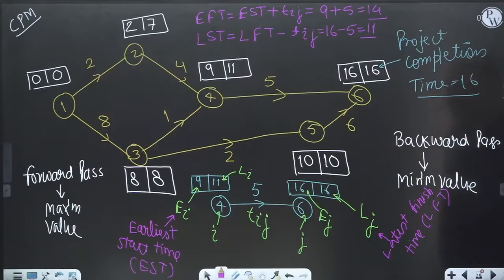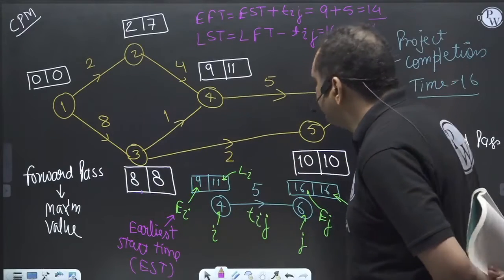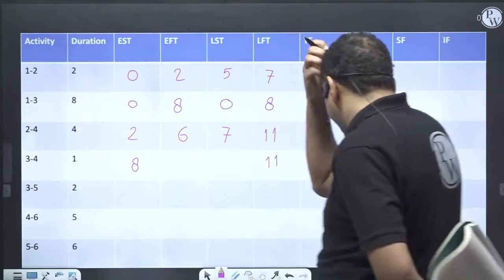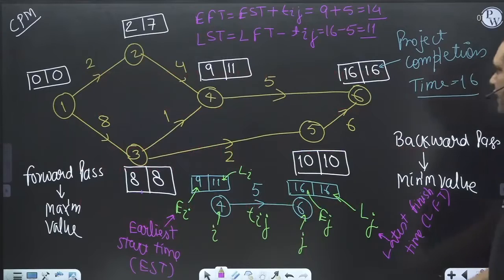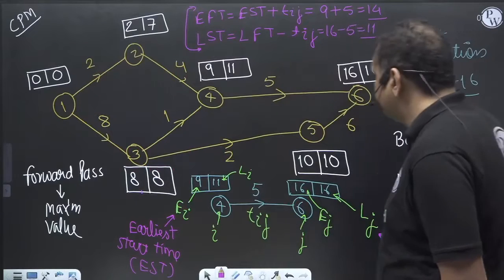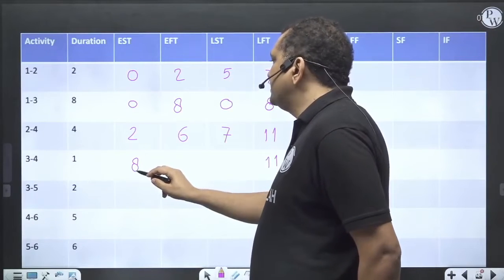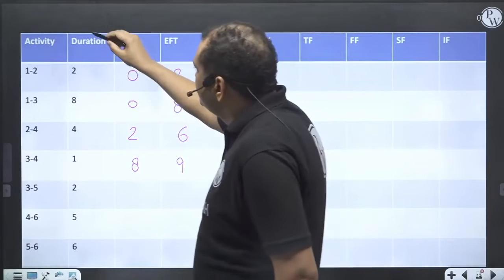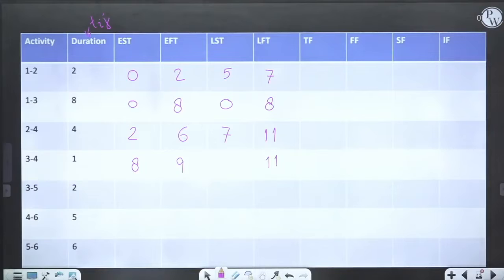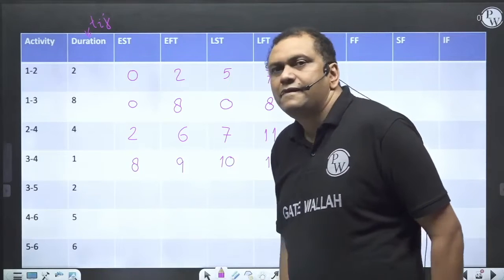Activity 3 to 4. Earliest start is 8. Latest finish is 11. I am basically applying these two formulas everywhere. Earliest finish time is EST plus 1, because this is Tij. Correct? It's a Tij. Latest start time is 11 minus 1, 10. Correct?